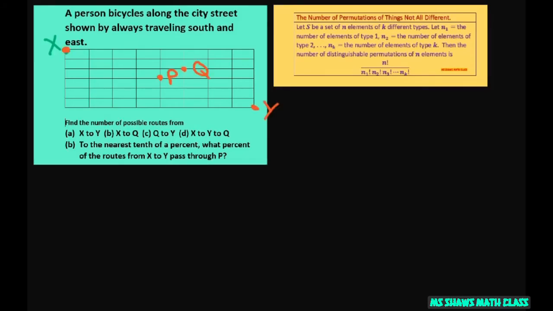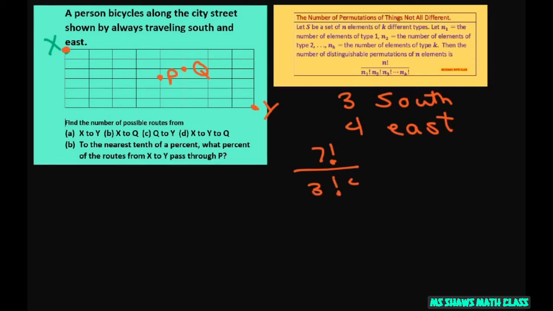To do this problem, from X to P we have to cover 7 blocks, which are 3 south and 4 east. So it's 7 factorial divided by 3 factorial times 4 factorial. That gives you 35 routes from X to P.